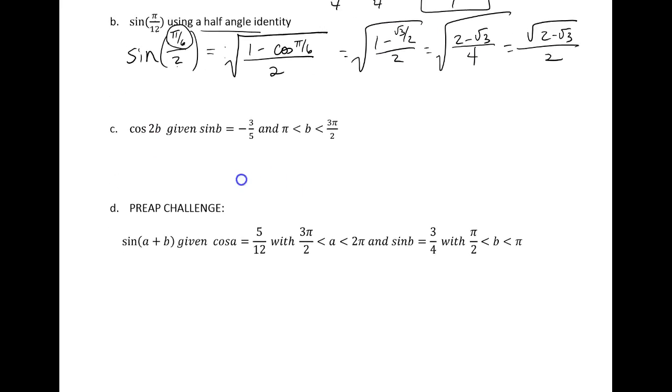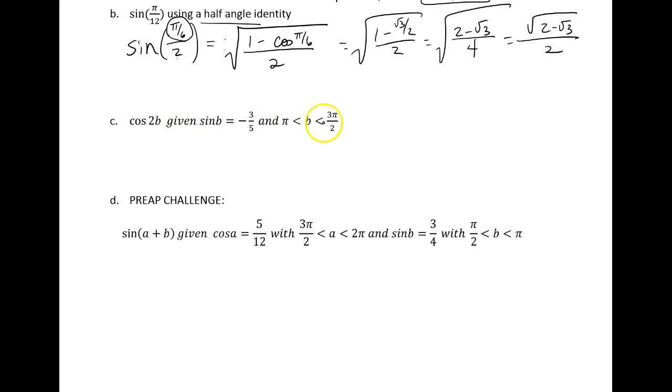Okay. C, the cosine of 2b given sine of b and so on. Okay, so on these, you've just got to think about, this is there to tell you what quadrant you're in. So between pi and 3 pi over 2 means that you are in the third quadrant. So what I would do is just draw a random line, just so that I could have my little right triangle, okay? And this is just like the last chapter. Make a little right triangle, and we know that the sine is negative 3 over 5, which means that the opposite is 3, and the hypotenuse is 5, and the negative is going to go on the 3, because that's my y value, right? And the y value is negative in the third quadrant.